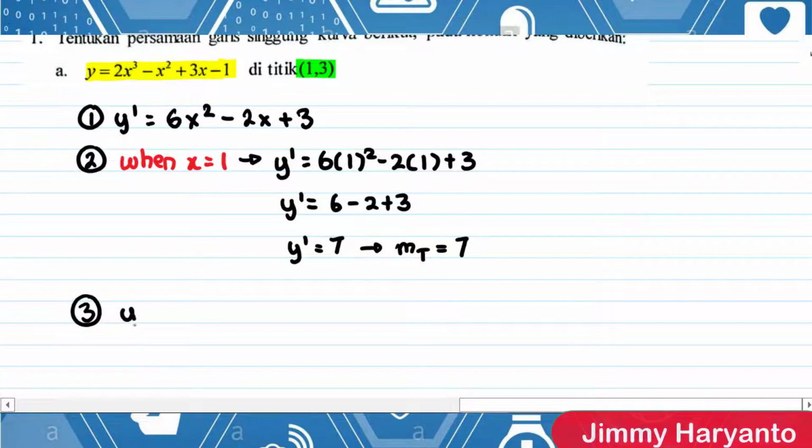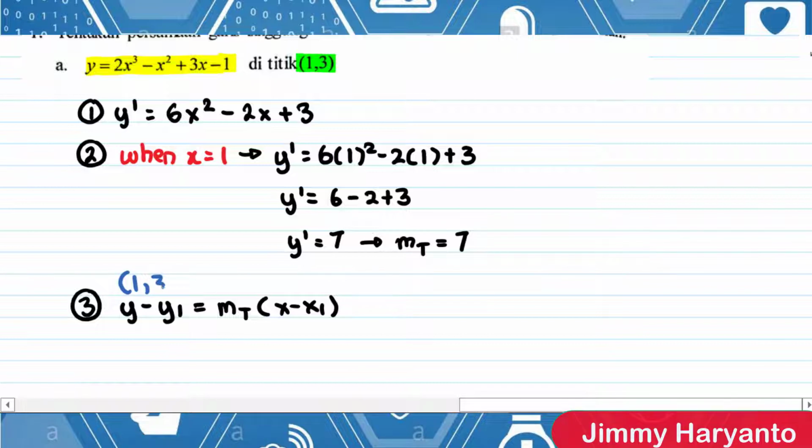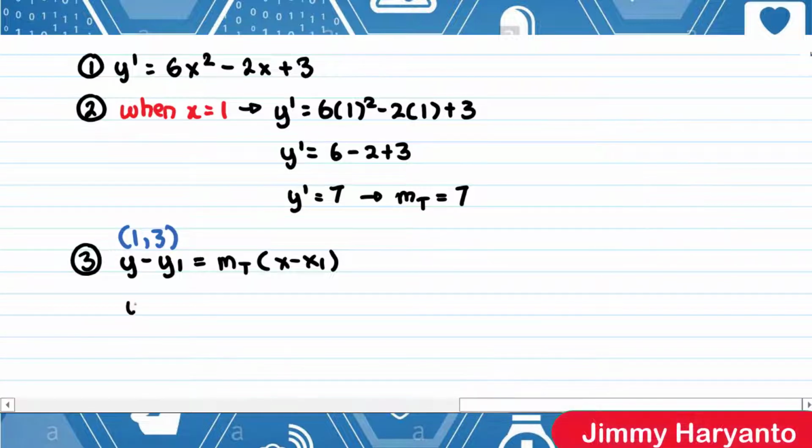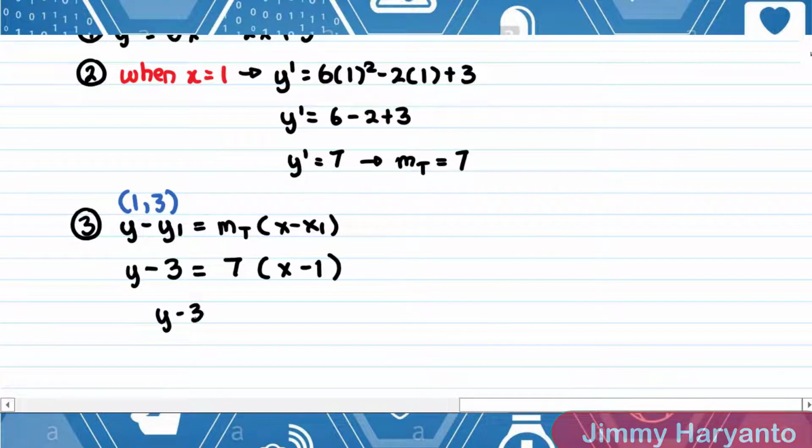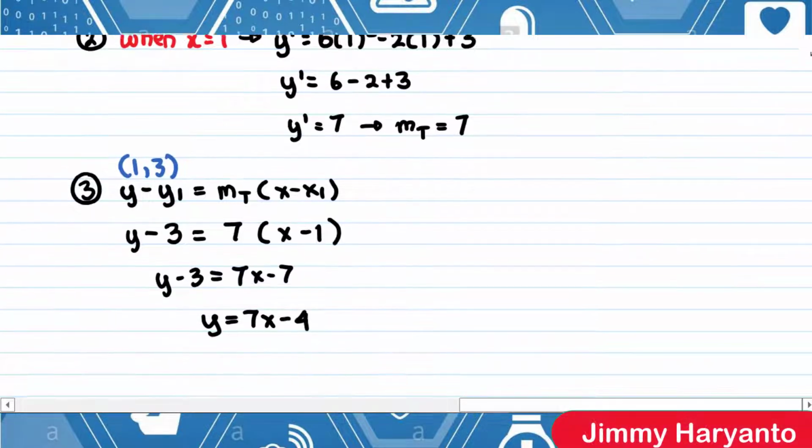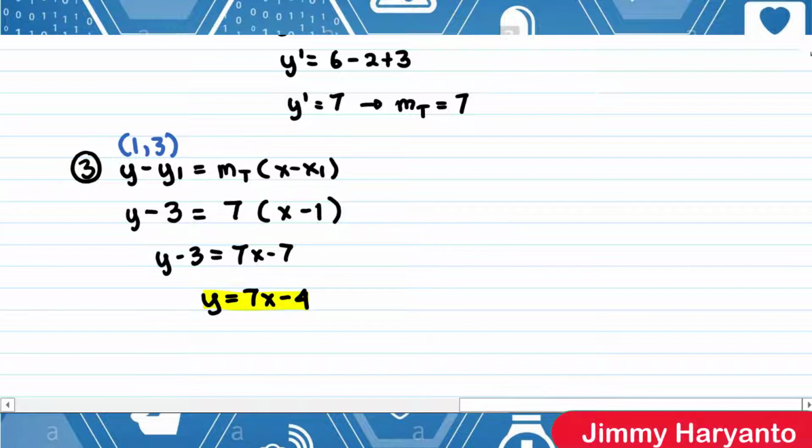Next is step 3. You have to find the equation of the tangent line using this formula, using the point (1, 3), of course. Next is to substitute y1 with 3, gradient of tangent with 7, x1 with 1 ya. So overall you will have y - 3 = 7x - 7. So y = 7x - 4. There you go. This is the answer for the first question.